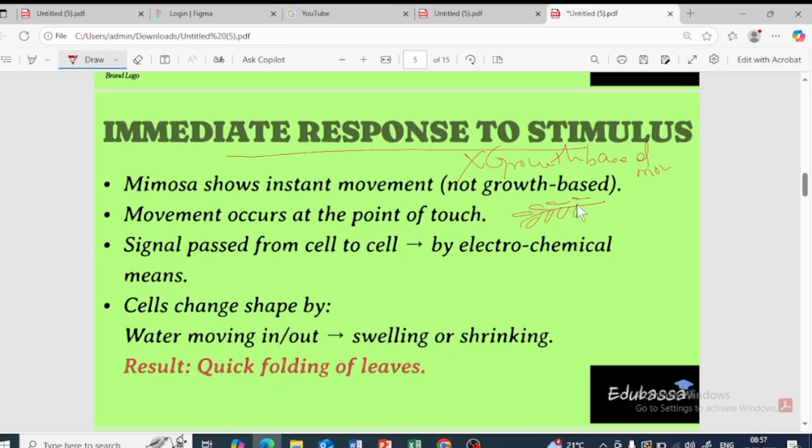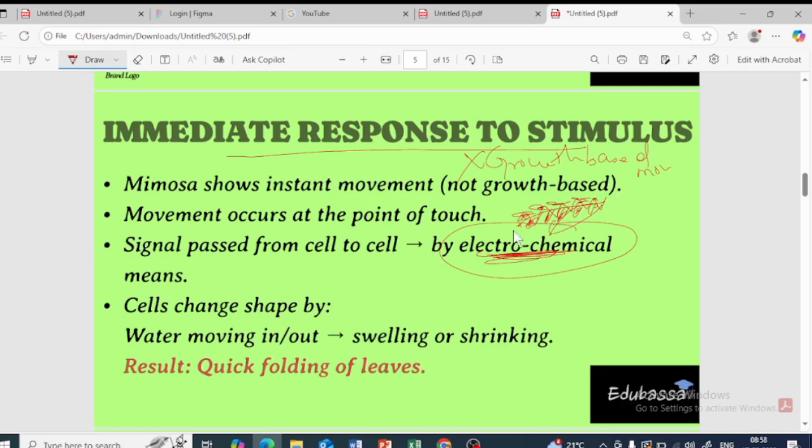I'm sorry for the bad diagram, but when you touch here, what happens? From the point of the touch, the movement is going to take place. Here the leaves will fold, and finally it droops, isn't it? How? The signal is passed from cell to cell by electrochemical means. Electrochemical, same as in human beings. The signal is electrochemical, and what happens in this case is that when you touch here, the signal is passed from cell to cell.